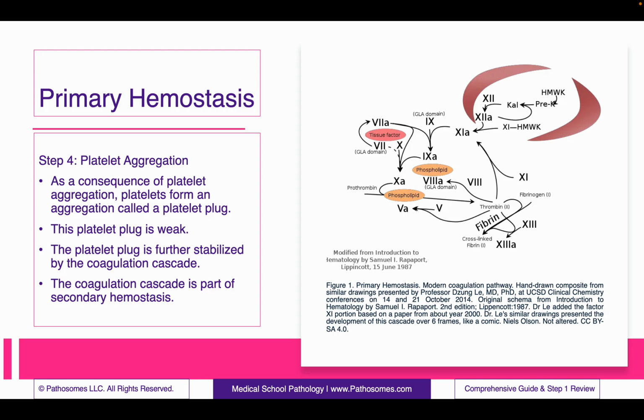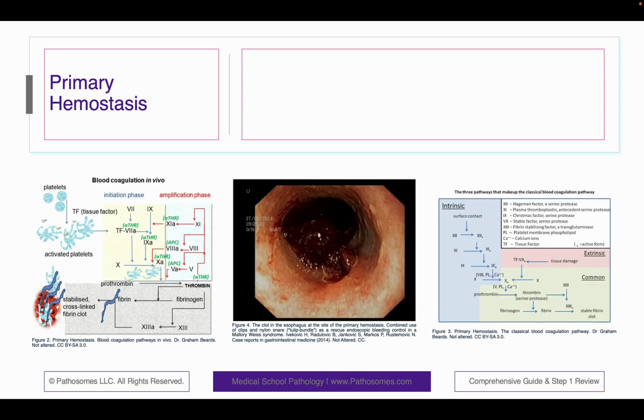But this platelet plug is weak. And this platelet plug needs to be stabilized. And what stabilizes it is the coagulation cascade. The coagulation cascade is part of secondary hemostasis. Secondary hemostasis is to stabilize. In regards to primary hemostasis, you can see right here in the middle, figure 4, this somewhat of a clot that's forming at the esophagus of a patient, right? In the future, you might actually see this in person in the hospital or a clinic somewhere. And you'll know that primary hemostasis is at least occurring because there's this formation of a soft, weak clot. Remember, primary hemostasis forms the platelet plug, right? And secondary hemostasis stabilizes it via the coagulation cascade. That's why these other two images are on this screen.